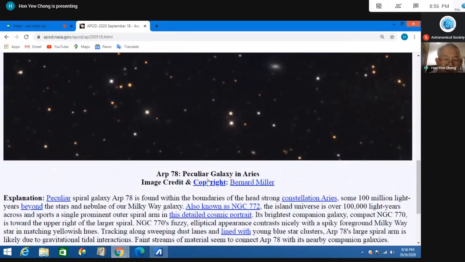Arp, a peculiar galaxy in Aries, taken by Bernard Miller.